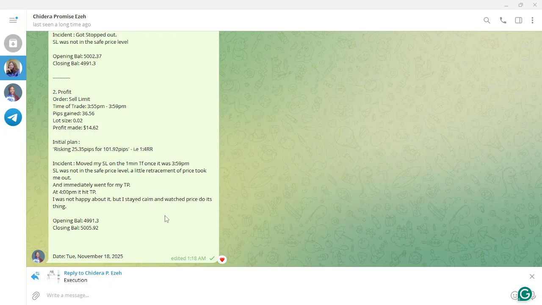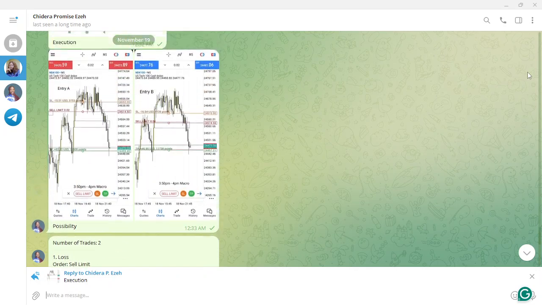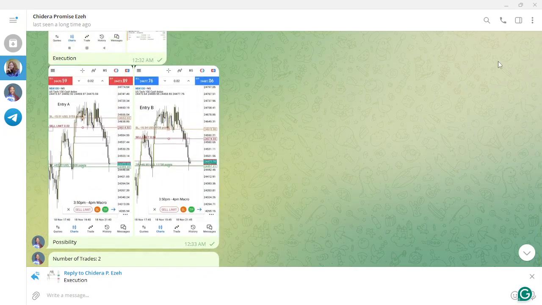Not trying to force yourself in to catch the remaining moves, no. I stayed calm and watched price do its thing. So you can see the initial opening balance and then the closing balance, and you see the dates there, Tuesday, November 18, 2025. Okay, so that's typically it. And yeah, let's see what I would have done differently. That's why I named it possibility.